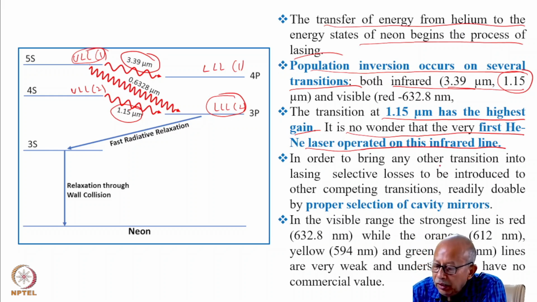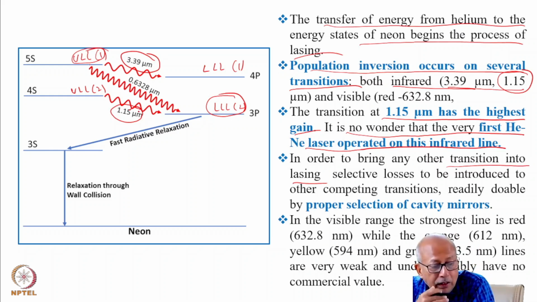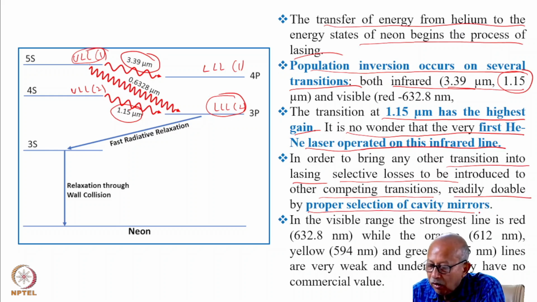However, how do you bring any other transitions into lasing? Because as you can see, a number of transitions are possible. So this has the highest gain, so on itself, lasing will occur on this transition. But how can you bring other transitions into lasing? Well, this is possible by introducing selective losses to other competing transitions, which is readily doable with proper selection of cavity mirrors. Well, let me very quickly elaborate on this.